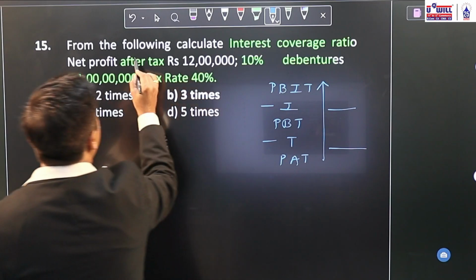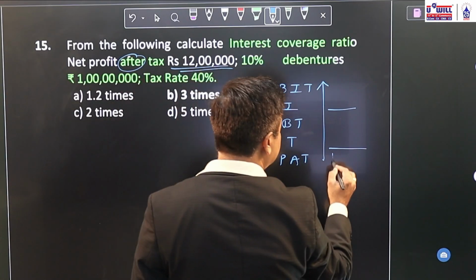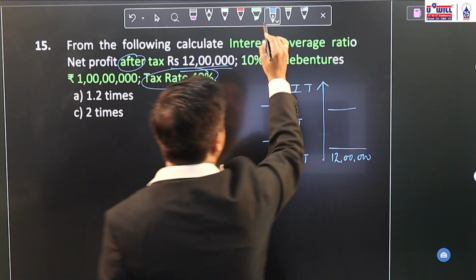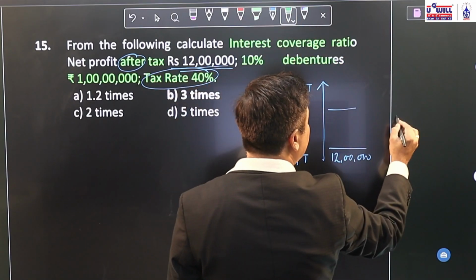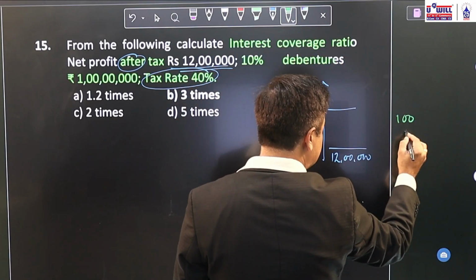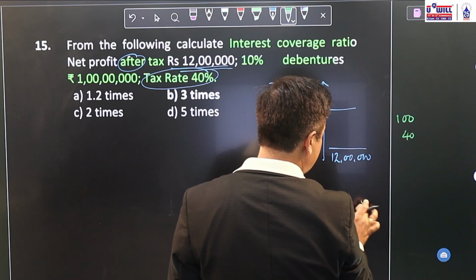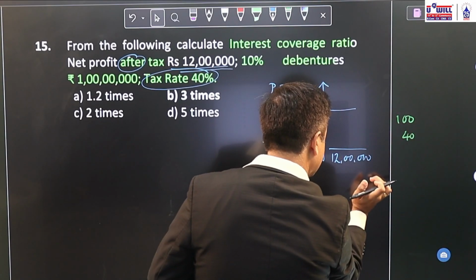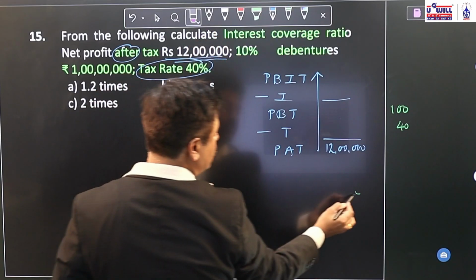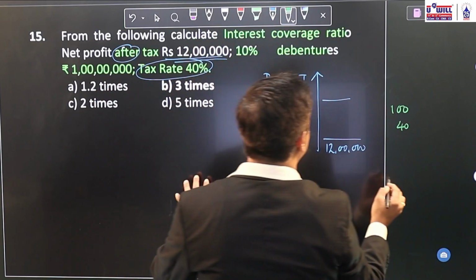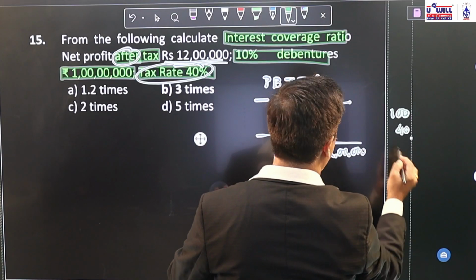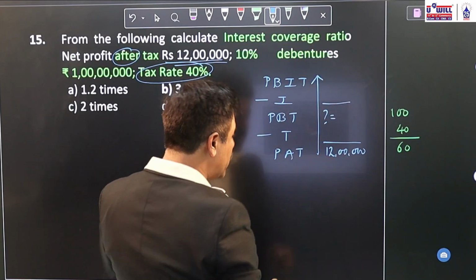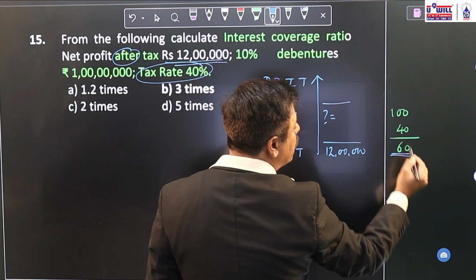What is profit after tax given to you? 12 lakhs. What is tax rate given to you? 40%. Now suppose that profit before tax is 100. Tax is 40. So what will be your amount of profit after tax? 100 minus 40, 60. Accordingly, what should be profit before tax if we go reverse? When after tax is 60, before tax is 100.